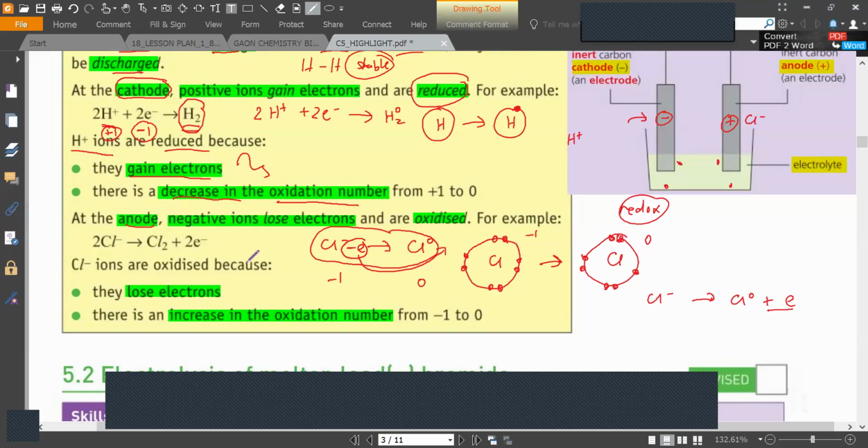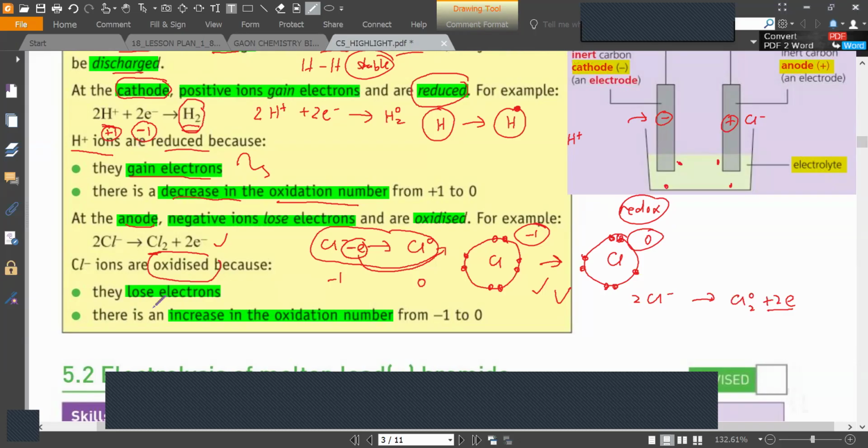Again, chlorine is always present as Cl2, so we will make it like this and balance the equation. So that's the concept. Here we are saying it is oxidation. Why? Oxidation means losing electron. So it's losing electron here, and then an increase in oxidation number. We start with -1 as the oxidation number, and after we lost 1 electron, it becomes 0. This one may be a little bit confusing, but we will come back to this again.